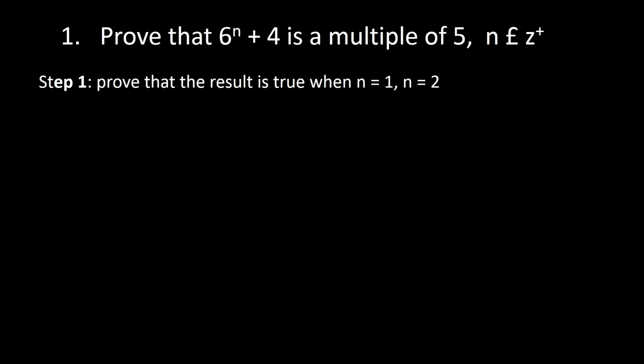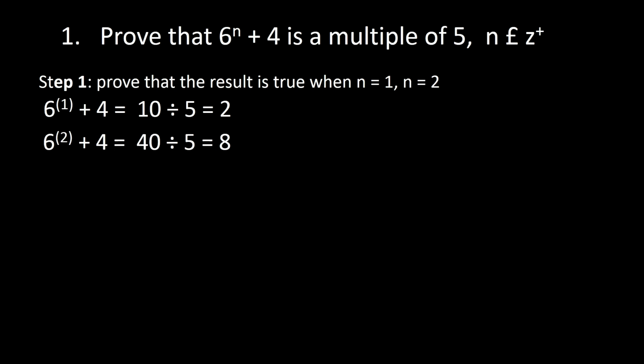So 6 raised to the power 1 plus 4 is equal to 10. So if we divide it by 5, we get 2. So it's divisible if we add 1. 6 raised to the power 2 is 36 plus 4, 40. Divided by 5 is equal to 8. So even if we add 2 as n, it is divisible by 5. So step 2, we have confirmed step 1 by proving it.